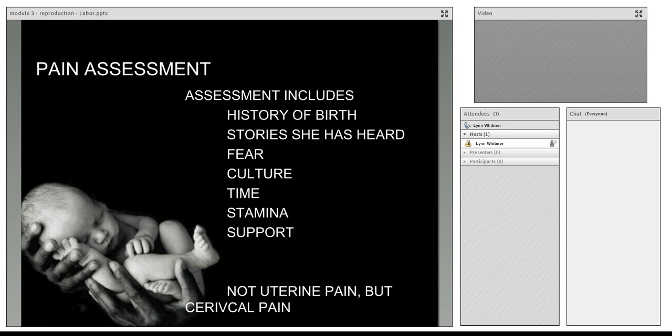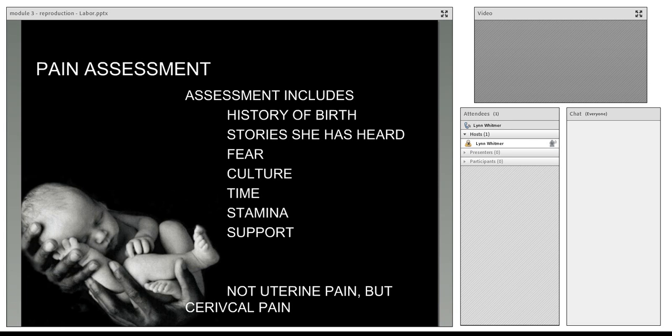The time of the day may change her pain perception. People tend to have more pain or more fear of the pain at nighttime, and so we have more admissions to labor and delivery suites oftentimes at night because she's having some contractions, and so she comes in.